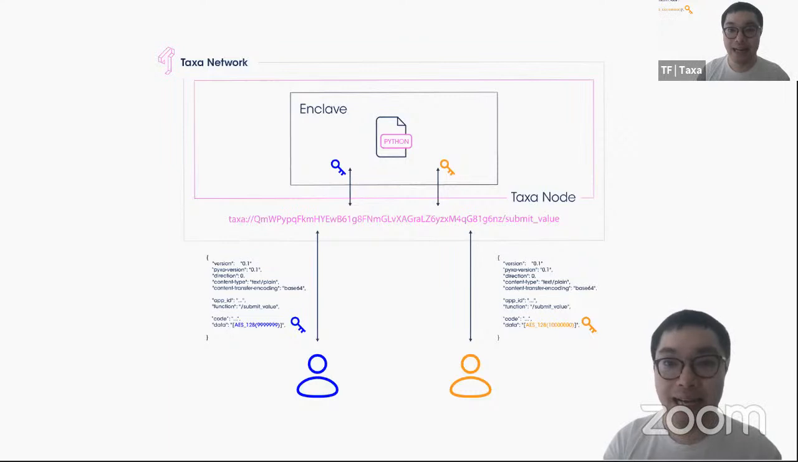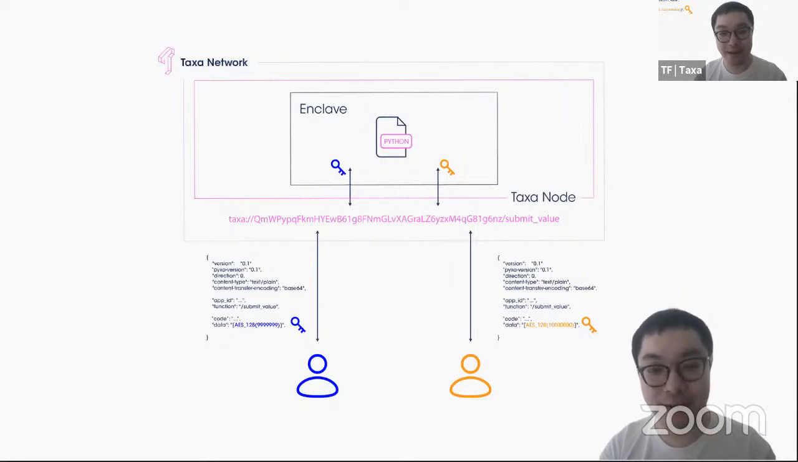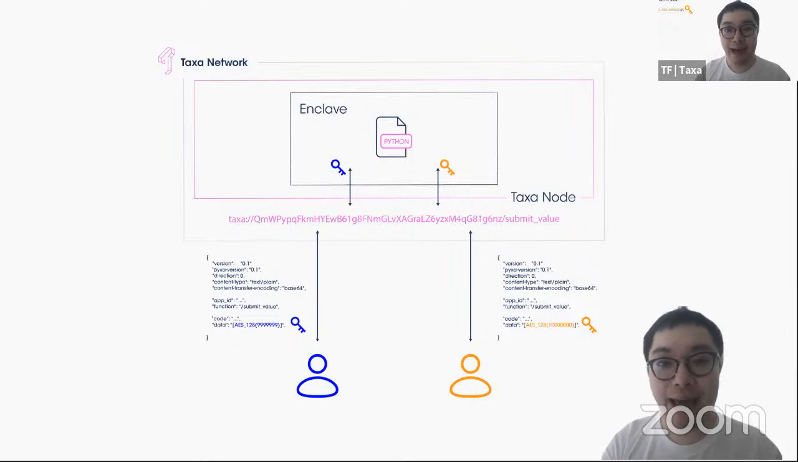First, the entrance of a T-service is identified by a URL. As you can see, the pink letters in the middle of the screen begin with Taxa. That's the entrance for the T-service for the millionaire problem.